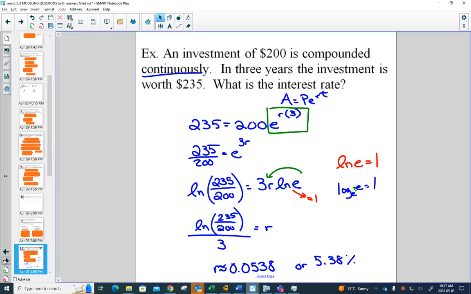So once you've got this one down, I want you to look at the next one. Also using the PERT formula, can you write everything into the formula in the right spots?